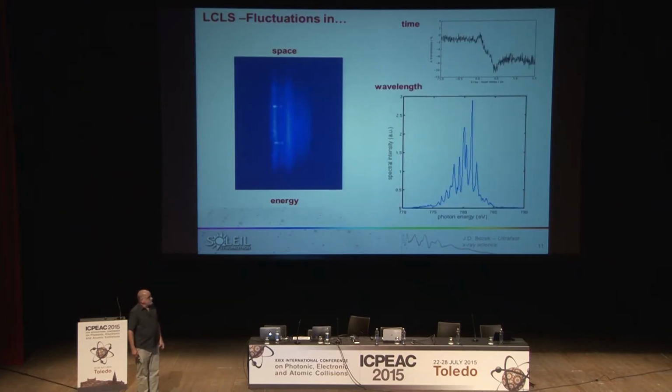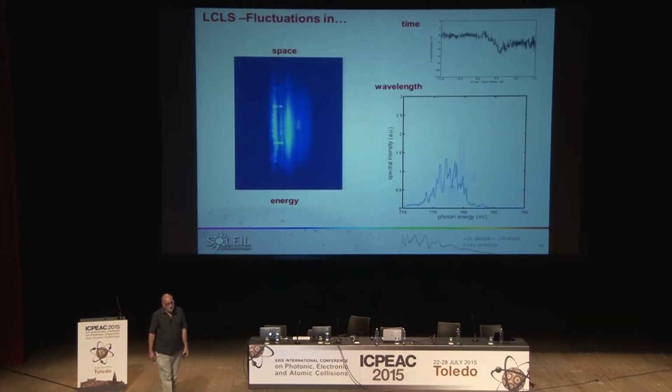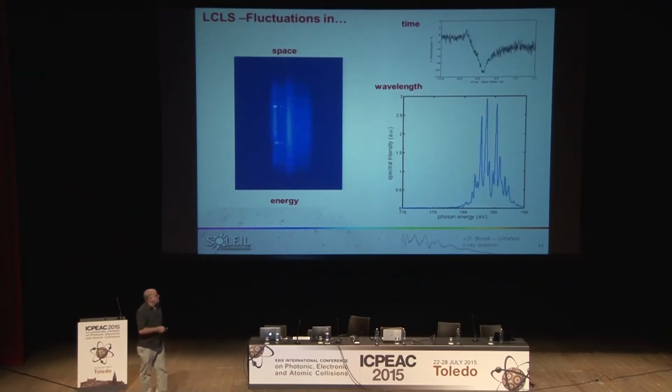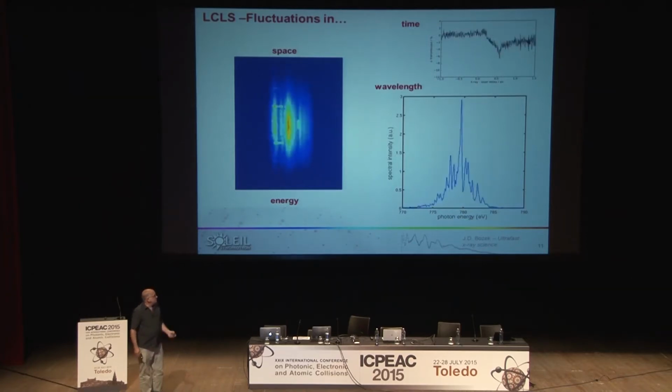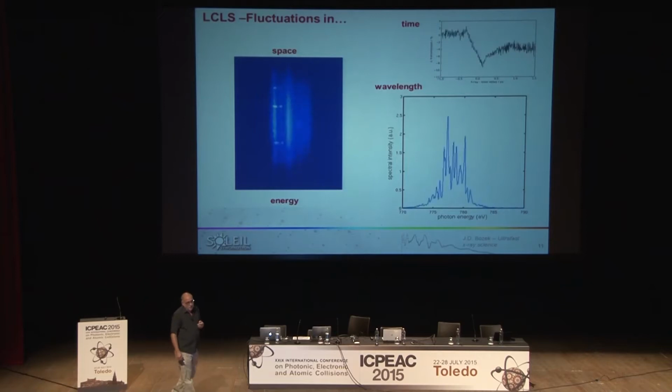And then it jitters in photon energy, and this is a series of shots recorded with the spectrometer in the SXR hutch, showing you a variation of 1 to 2% in photon energy of the beam shot to shot. So it's not exactly as promised.